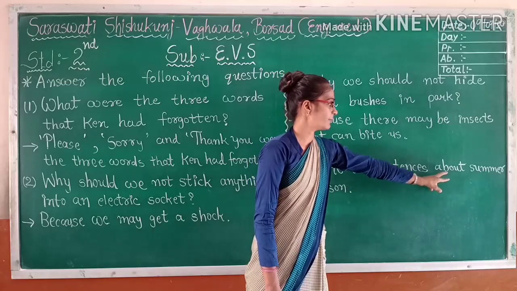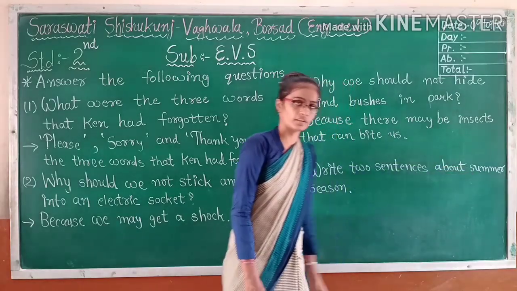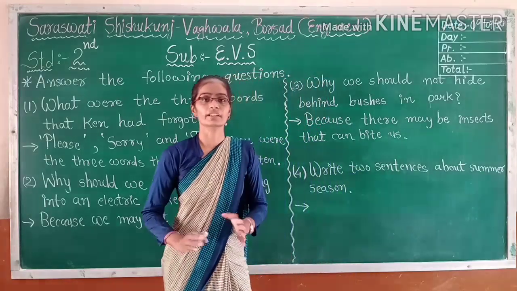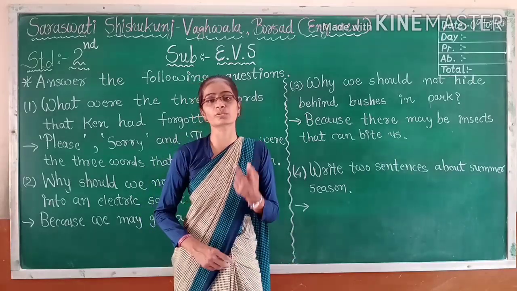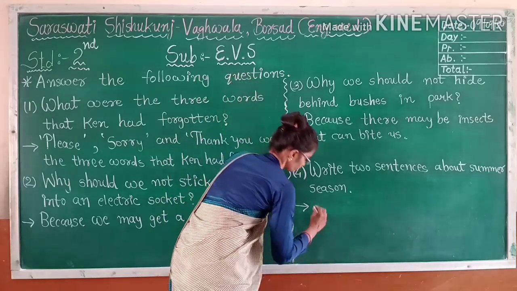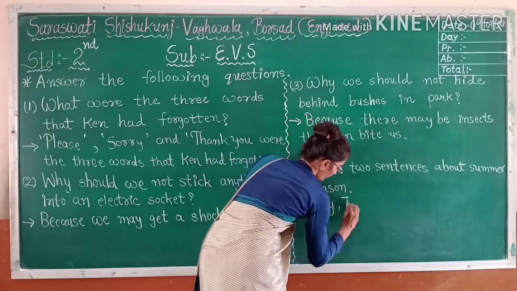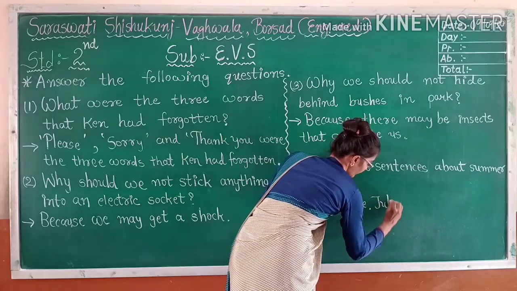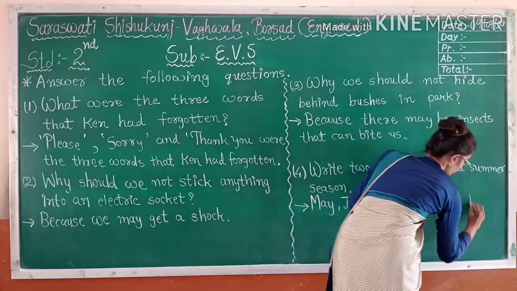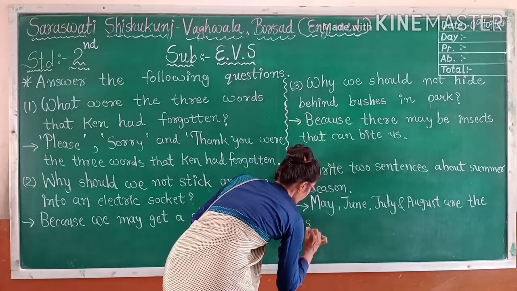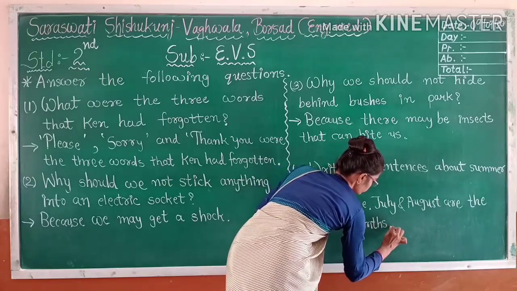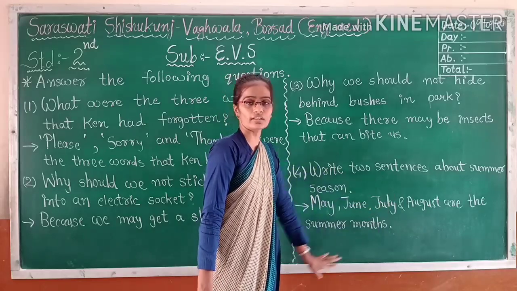Then after question number 4, write two sentences about summer season. Write 2 sentences about summer season. So whatever you know about summer season, here you have to write only 2 sentences regarding the summer season. So I am going to write which are the summer months. May, June, July and August are the summer months.